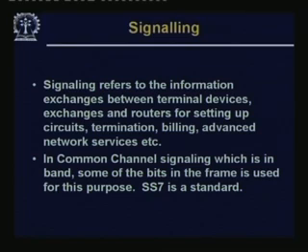In common channel signaling, which is in band, by in band we mean that the same bandwidth which is used by the voice is used by the signaling also. So, why does it not interfere with voice? Well, first of all, usually this signaling would be suppressed even if it goes on during the call, but usually most of the signaling is done before the call is set up. So, common channel signaling works very fine. Some of the bits in the frames are used for this purpose. Okay.